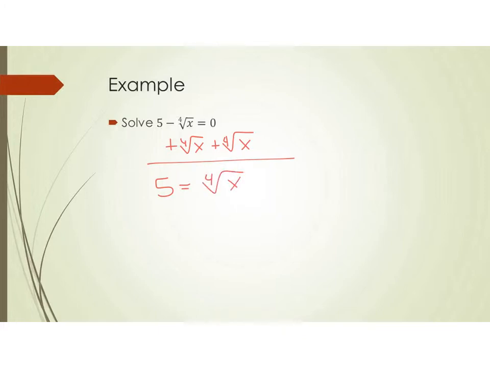Then to get rid of that fourth root, I'm just going to take both sides to the fourth power. So the fourth root of x to the fourth power is x, and 5 to the fourth power is 625.